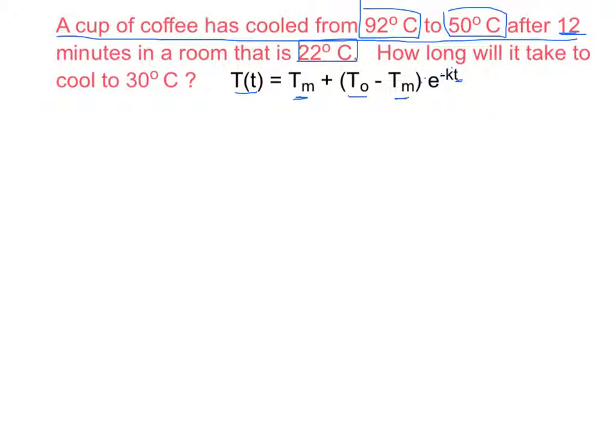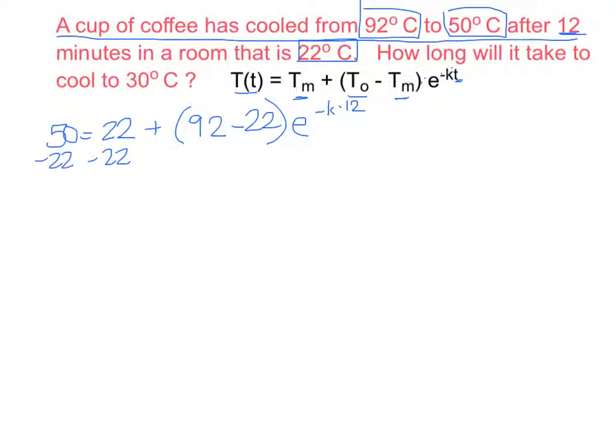So here we go. Just filling in numbers. This is my ending temperature. It ended at 50 degrees. Equals the surrounding medium was 22, plus the original was 92, minus the surrounding medium, times e to the negative, I don't know what k is for coffee, and then my time is 12 minutes. Okay, then you have to start solving for k. You have to start isolating it, moving stuff to the other side. So I'm going to subtract my 22. So that's going to get me a 28 equals, I'll go ahead and do my 92 minus 22.